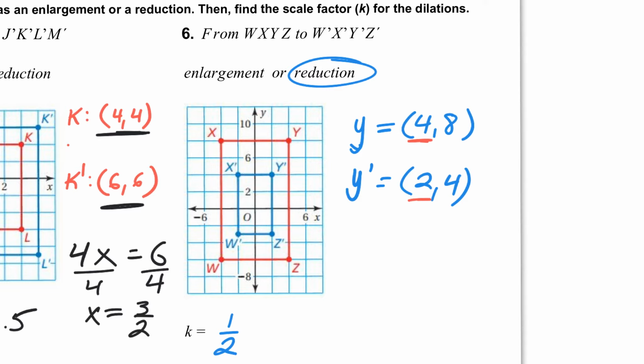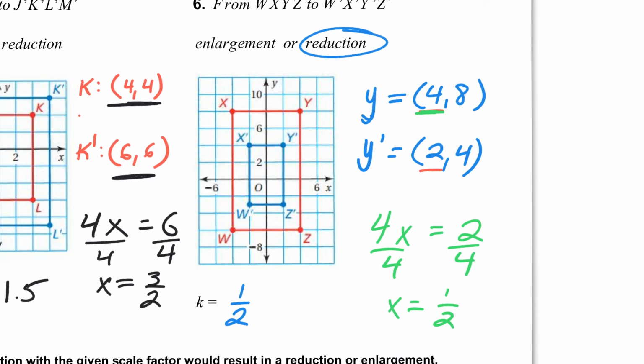If you're not quite sure how to do that, you can always set up an equation, right? 4 times what number will give me 2? Or 4 times x equals 2. And if we solve that, you can divide by 4, and we can see that x is 2/4 or 1/2. And that makes sense that we're getting a fraction there because we did classify it as a reduction right off the bat.